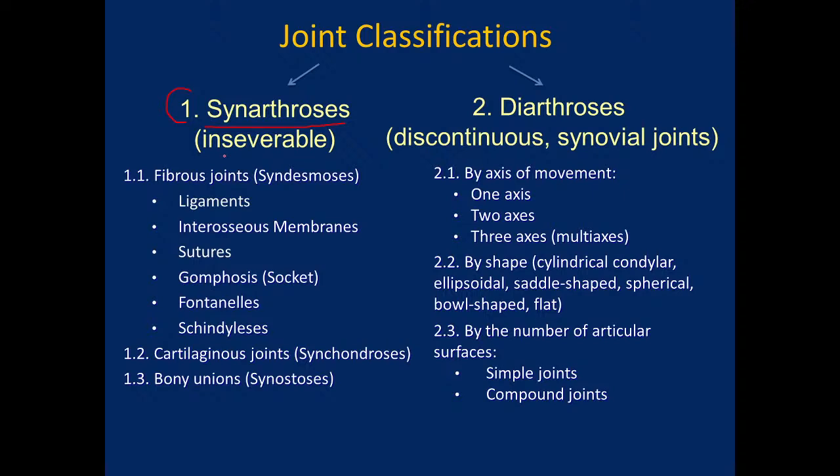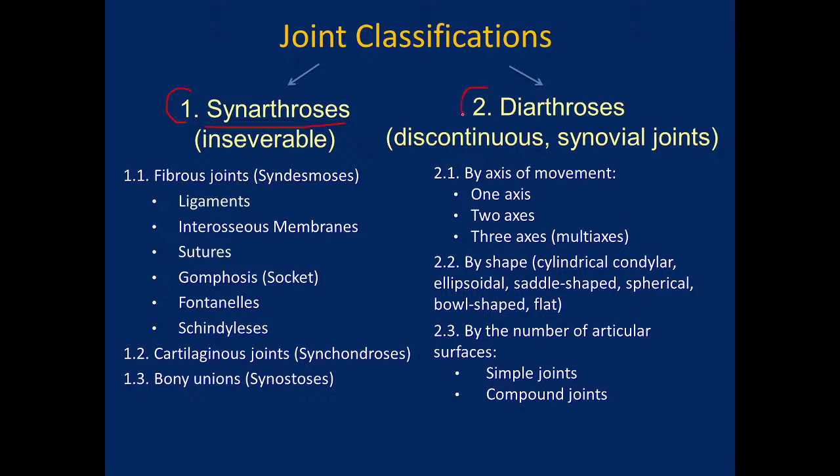inseparable joints. It means there is no gap between bones, and usually all of such joints, like synarthrosis, are fixed and stable, and there is no movement in such joints.